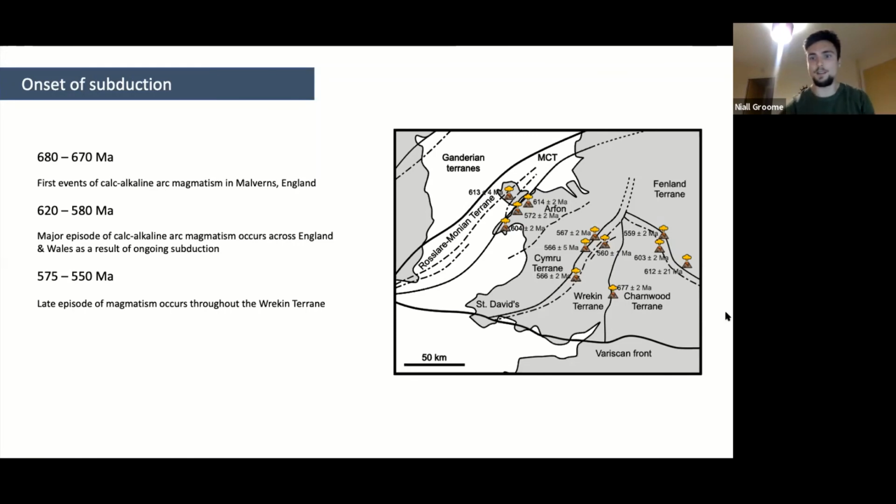So a lot of these terranes which make up Avalonia are pretty poorly correlated to each other, because we have such small amounts of outcrop that we can see for various reasons.